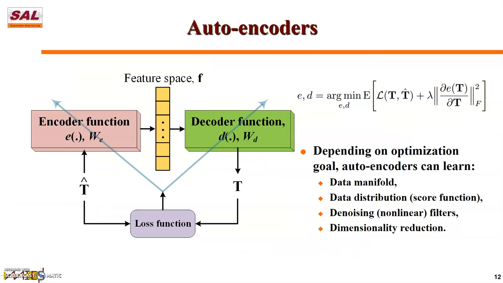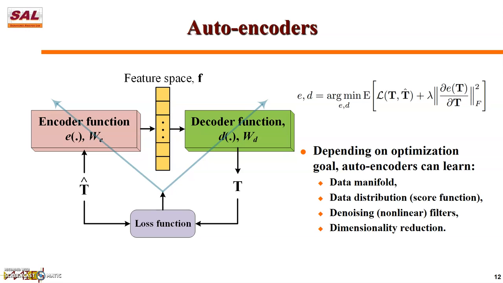The basic idea of autoencoders is simple. An encoder function maps the input data into an intermediate representation called the feature space. A decoder function then reconstructs the input data from the features. If the reconstruction error is small, it means that the features include most of the information about the data. The parameters of the encoder and decoder functions are determined such that the loss function is minimized. The loss function in an autoencoder generally consists of an error and a regularization term. Depending on the structure of these terms, an autoencoder can be considered as a function that learns data manifold, data distribution, a denoising filter, or a dimensionality reduction algorithm.